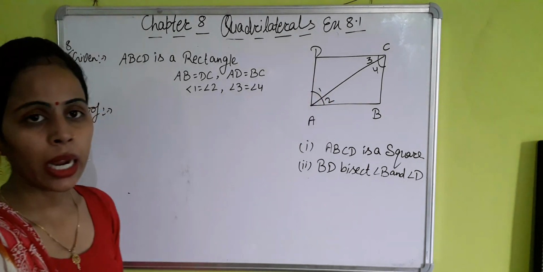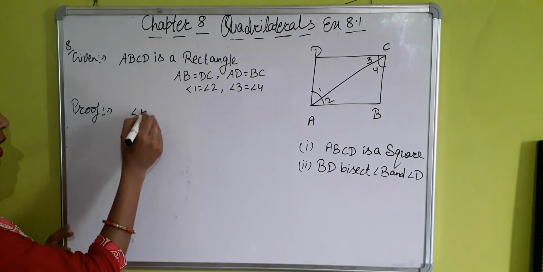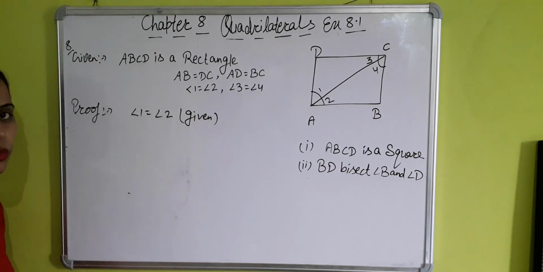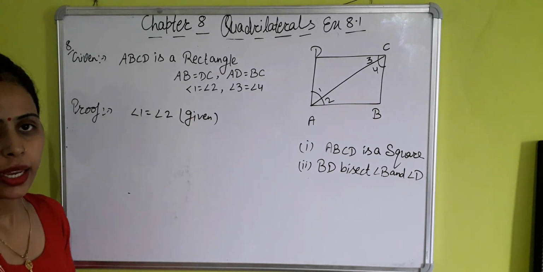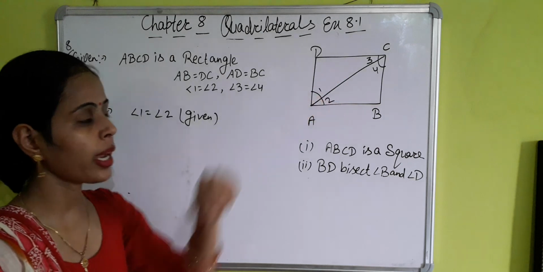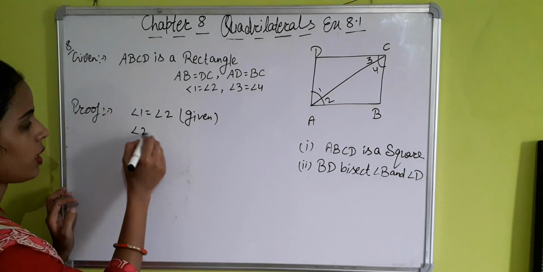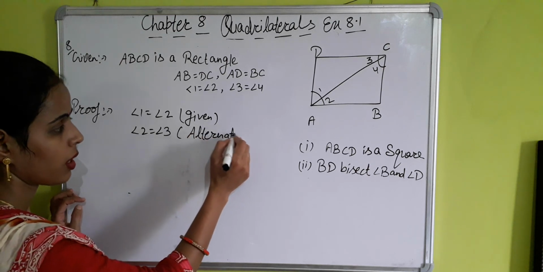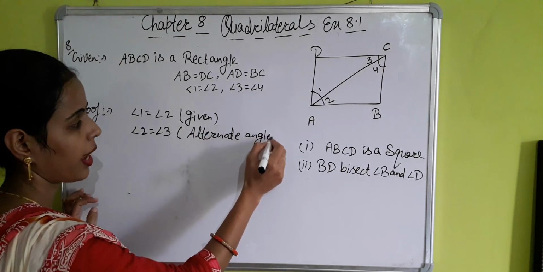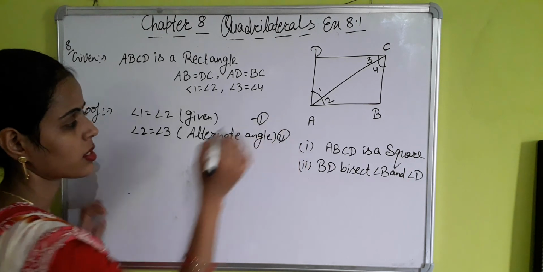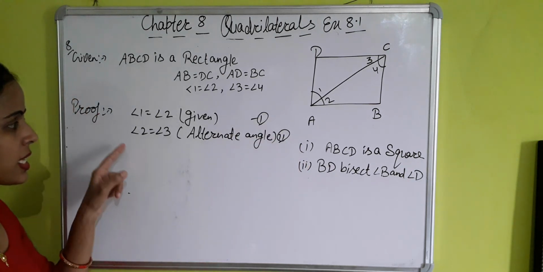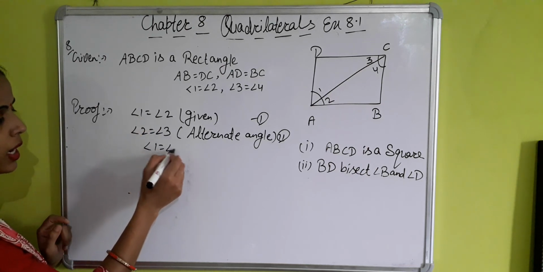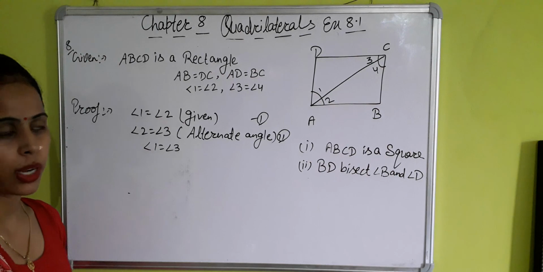Angle 1 is equal to angle 2, given, because AC bisects angle A. But angle 2 is equal to angle 3. Why? Alternate angles. From these two equations, first and second, we can say that angle 1 and angle 3 are equal.